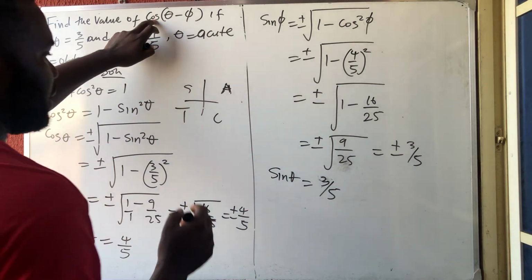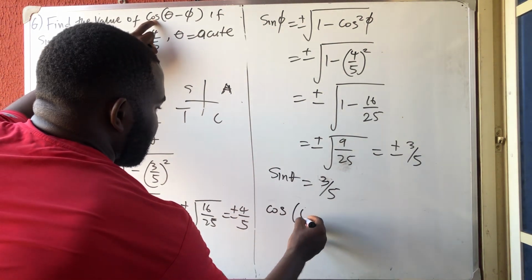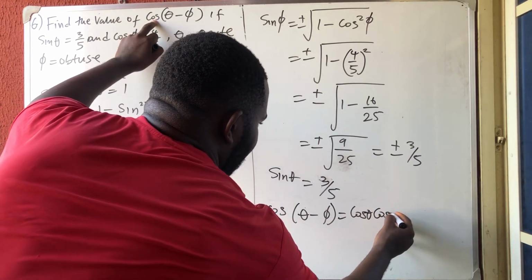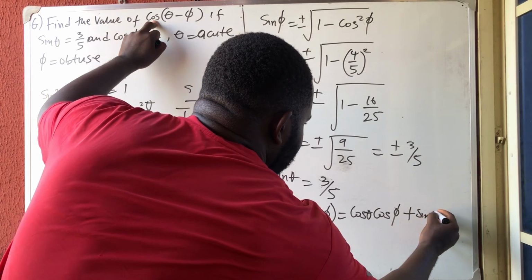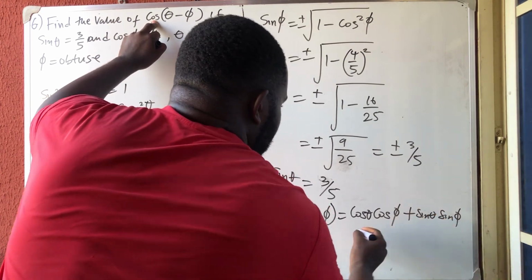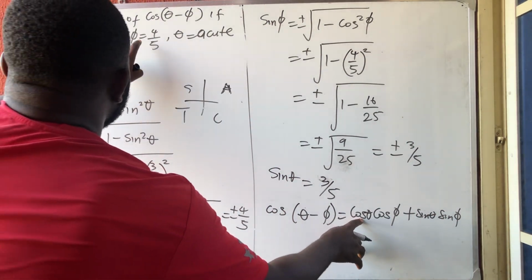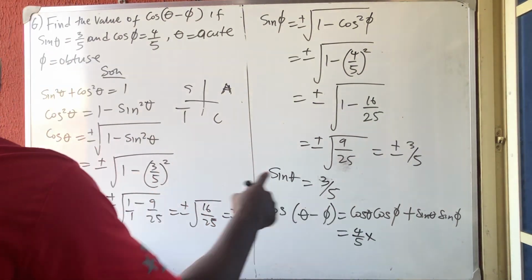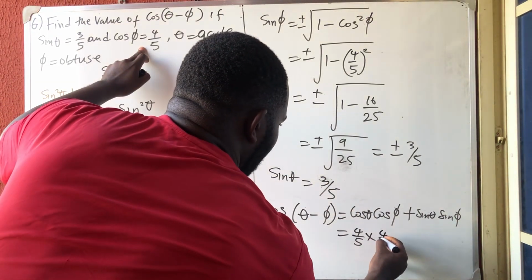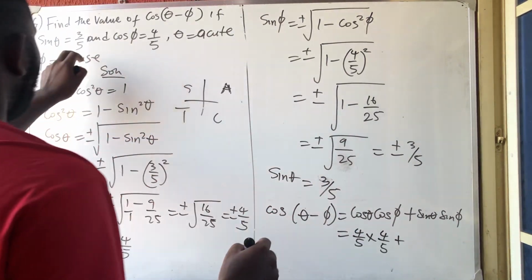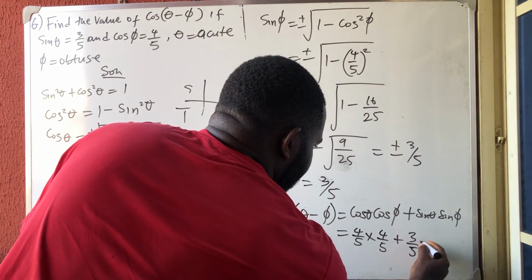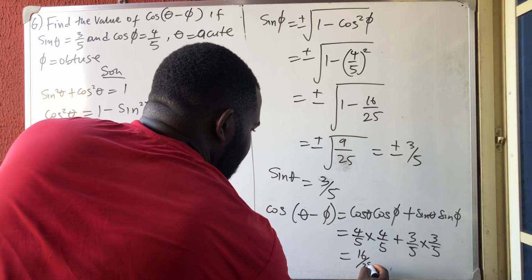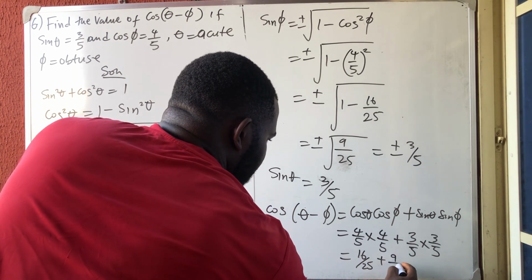Now coming to what they say we should find, we know that cos(theta minus phi) is the same as saying cos theta cos phi plus sine theta sine phi. So let us put everything in. Cos theta we found as 4/5, times cos phi, they gave me the same 4/5, plus the other one, 3/5 times another 3/5. Now if you look at this, you are going to have 16/25 plus 9/25.